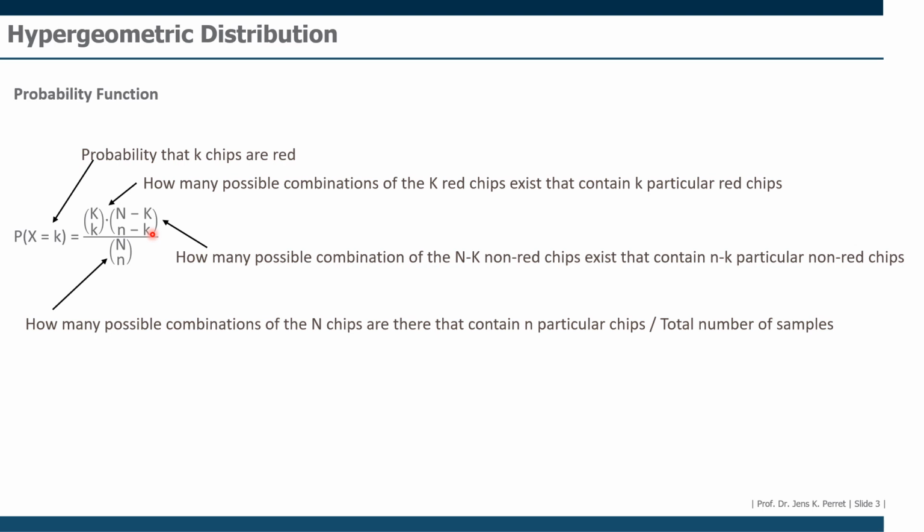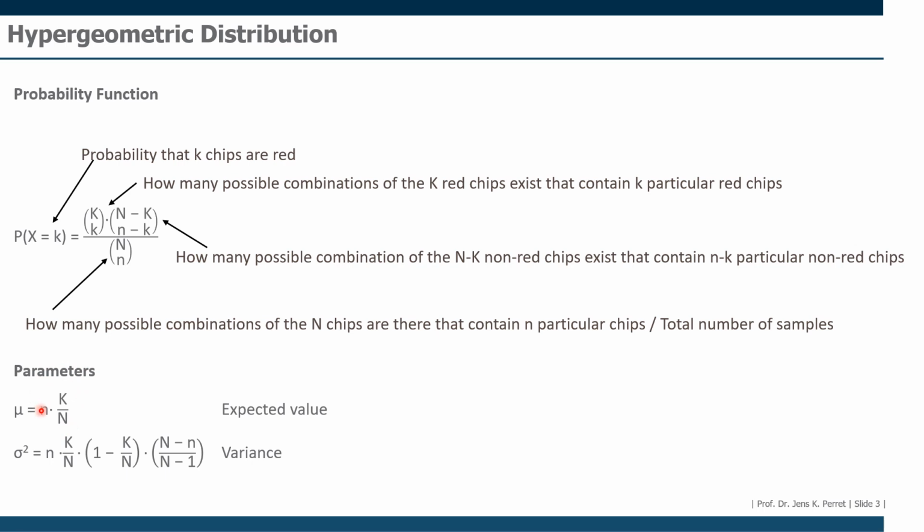Well, in addition to the probability function, we can also talk about the two main parameters of a distribution, which are the expected value and the variance. Whereas the expected value is relatively straightforward, it's just the probability of drawing an element having a certain property times how many elements are drawn.